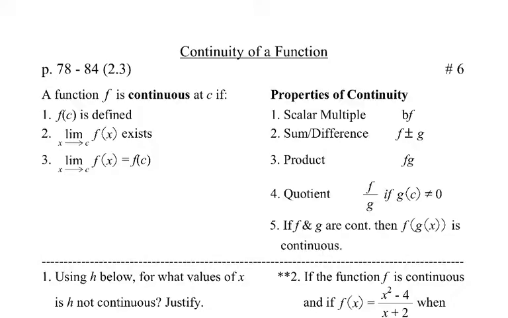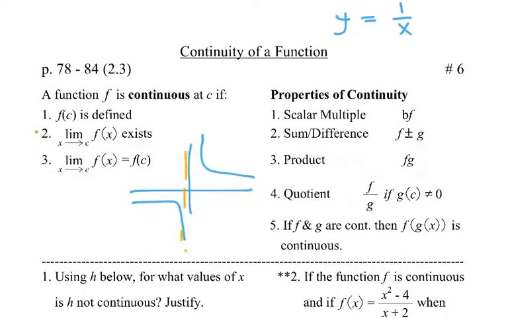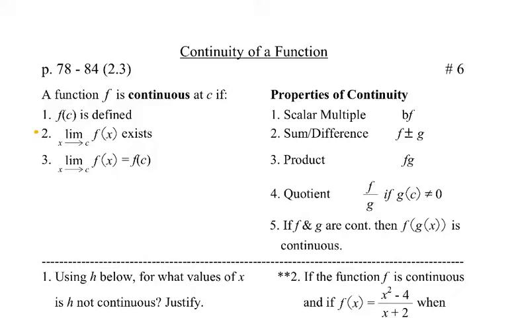So you want to have some sense of where discontinuities lie in some of those parent functions. For instance, I'll just do one example here. If we have y equals 1 over x, that equation creates a graph that looks something like this. And there's a vertical asymptote at x equals 0. You want to be aware of those sorts of discontinuities in some of these parent functions.